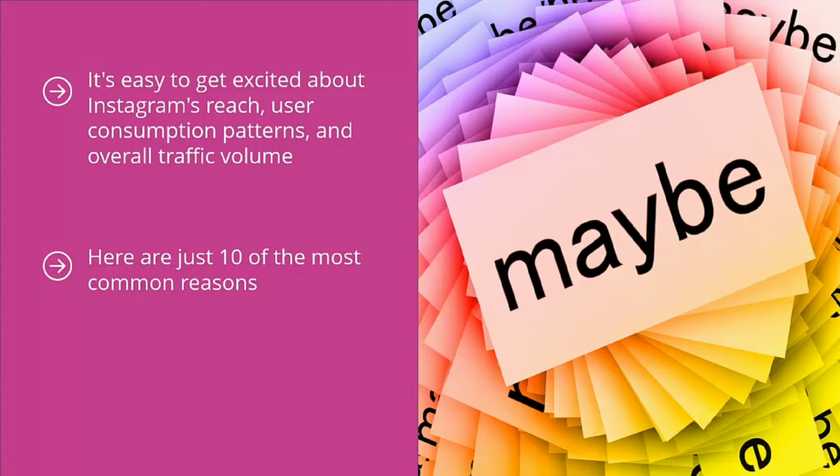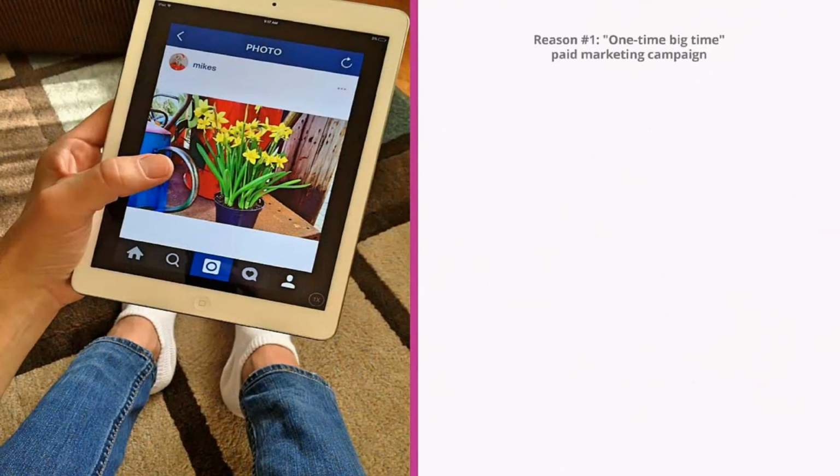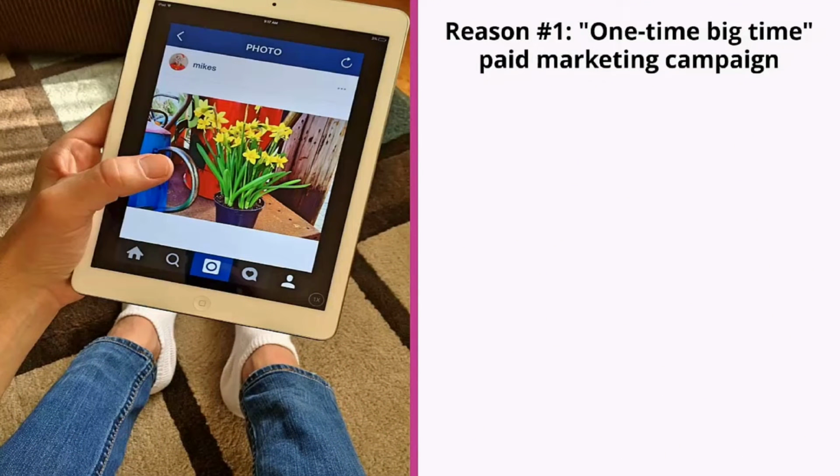I'm not going to pretend that this is the most comprehensive list you will ever come across. Instead, this list sums up the most common ways people slip up on Instagram. There are other ways, but chances are, if you don't know what you're doing, you have screwed up because of one of the following. Reason number 1, one-time, big-time paid marketing campaign.